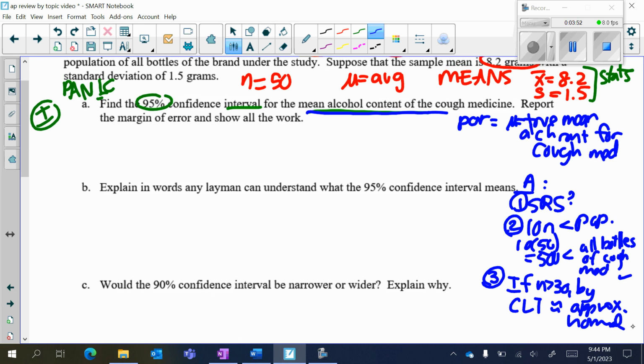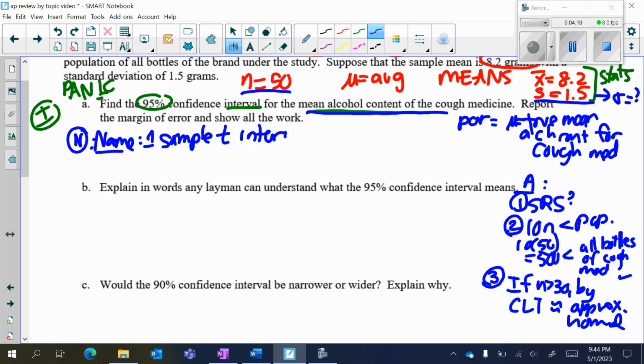Then we have the name of the interval. Because it's one sample of 50, it's a one sample. And you have to decide, is it means or proportions? We said it's means, so it's going to be t, because remember for means we use t if we don't have sigma, and we're using s in place of sigma, which we are. We don't know sigma, it's unknown. We're going to use a t interval. This is called a one sample t interval for means.